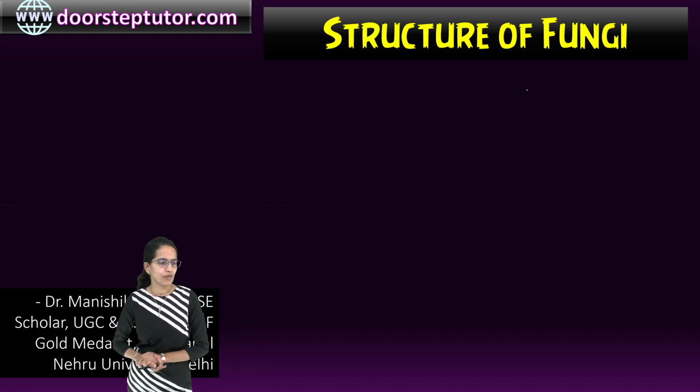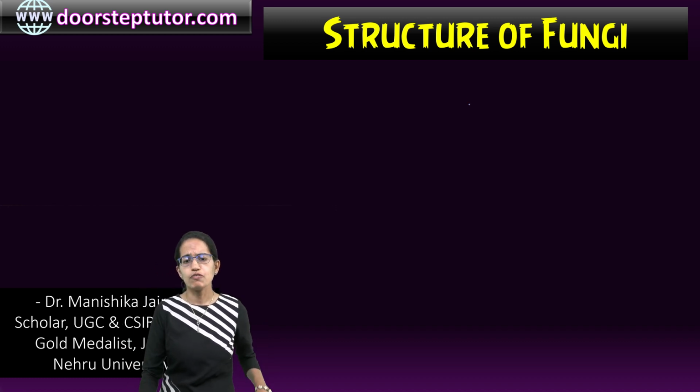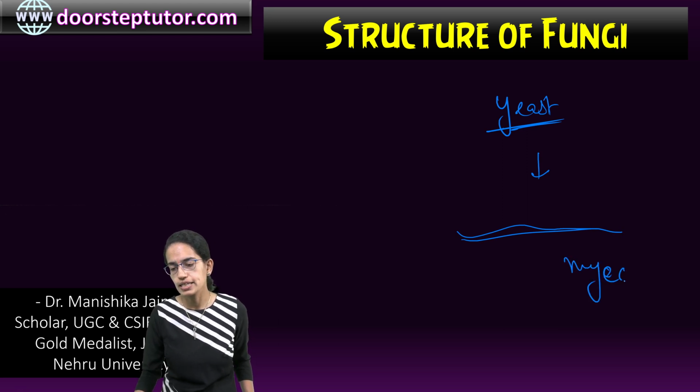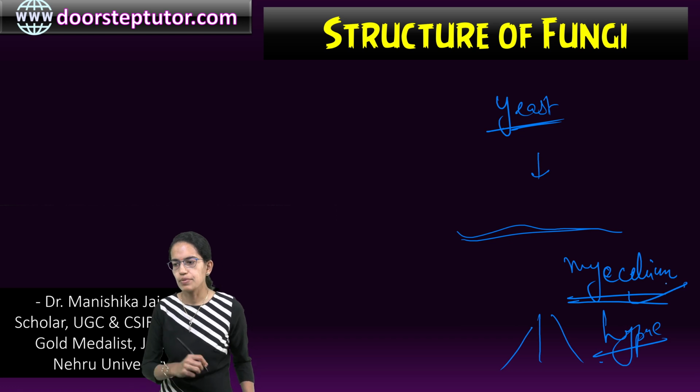Welcome. In this section, we will talk about the structure of fungi. Now, fungi could be unicellular or multicellular. For unicellular, a good example is yeast. And then we have a thread-like structure in the fungi which is known as mycelium. What is mycelium is another important question. And then the tubular masses which are present are known as hyphae. So, hyphae and mycelium, again, are important.